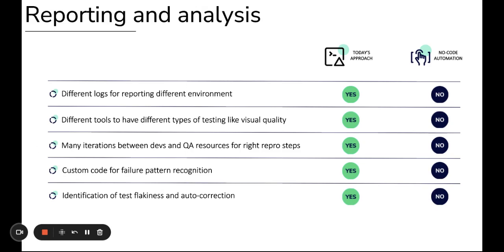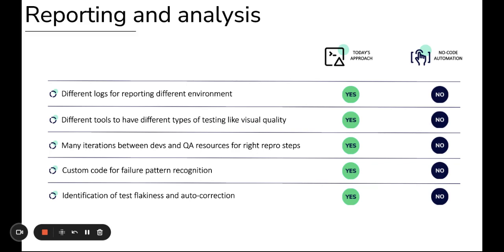Similarly, reporting and analysis today in conventional testing is also a very manual process. Not only do developers go and analyze logs for performance testing, they have to look individually at all the tests to find the root cause of why the test cases are failing. Is it either due to a product issue or a test issue? There are many iterations between the QAs and the devs to find the right repro steps. And identification of test flakiness and autocorrection and self-healing is also very difficult in today's conventional approach.